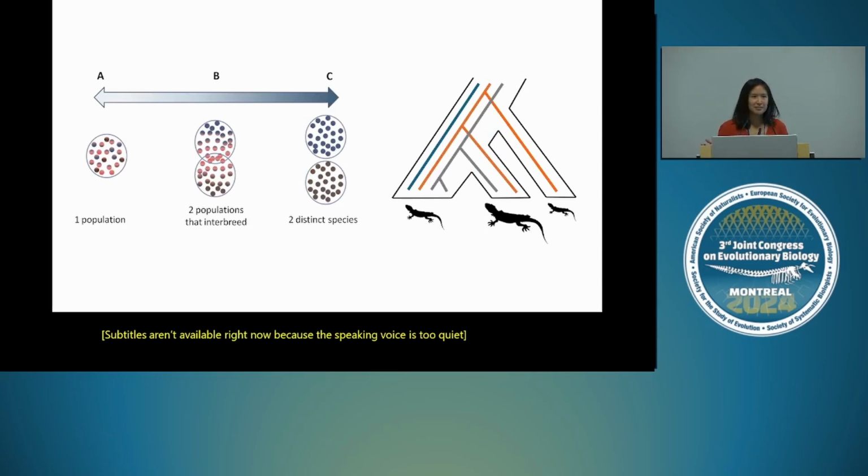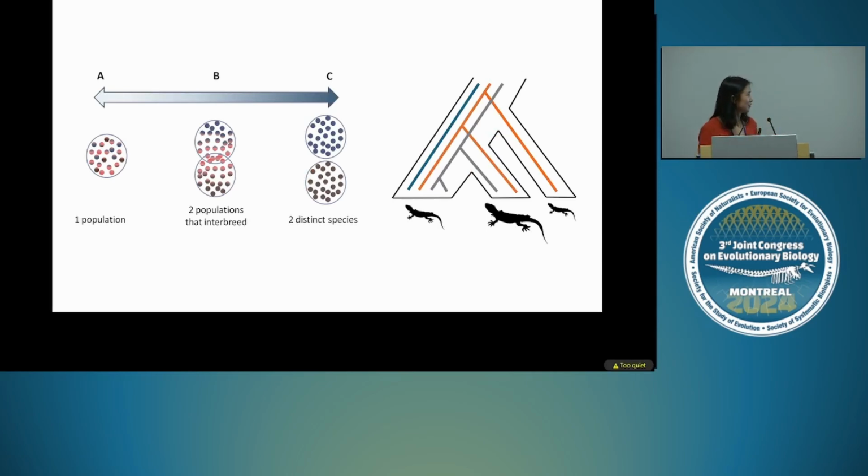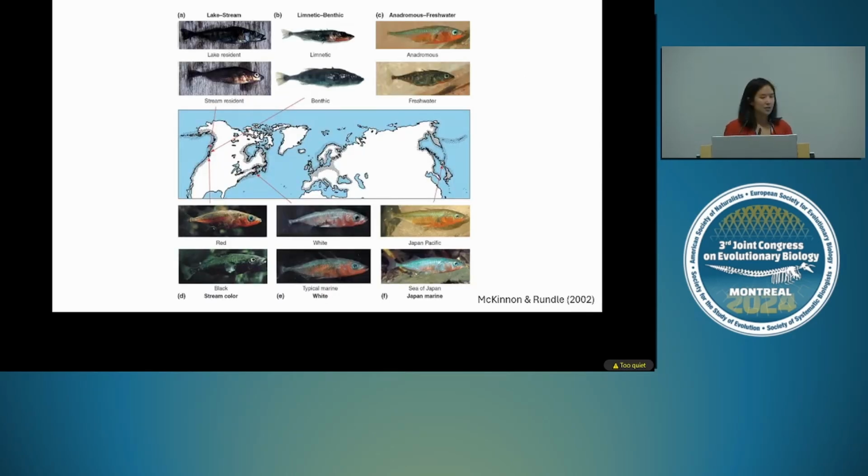Okay, so obviously we're all interested in evolution. A central goal of evolutionary biology is to understand how biodiversity originates and how species boundaries are maintained over time. Three-spine stickleback are a classic system for understanding speciation dynamics, because three-spine stickleback are ancestrally marine, and since the last glacial maxima, they've repeatedly colonized freshwater environments, leading to the evolution of several of these different ecotypes, many of which co-occur.